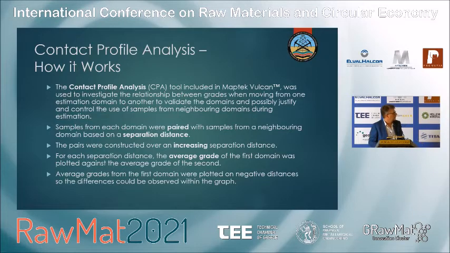Now, the way it works, we get samples from each domain paired with samples from the neighboring domain and at a specific separation distance. The pairs were constructed over an increasing separation distance. For each separation distance, we get an average grade of the first domain plotted against the average grade of the second domain. So average grades from the first domain are plotted on negative distances on the graph, and differences could be observed within the graph.